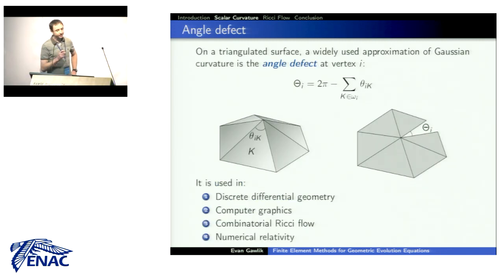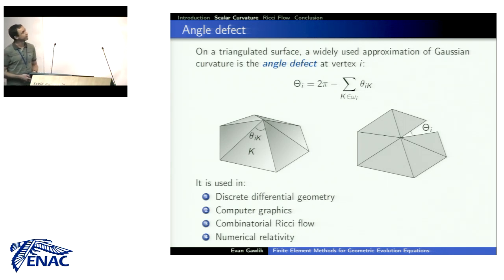The methods I'm going to describe are closely related to a well-known approximation of Gaussian curvature called the angle defect. One of the most widely used approximations of scalar curvature on a triangulated surface is this so-called angle defect. It's what you get when you look at a vertex I in your triangulation, and you measure 2 pi minus the sum of the angles incident at that vertex I. Geometrically, it's what you get when you take this patch of triangles, flatten it to a common plane, and look at the angular gap which is formed.